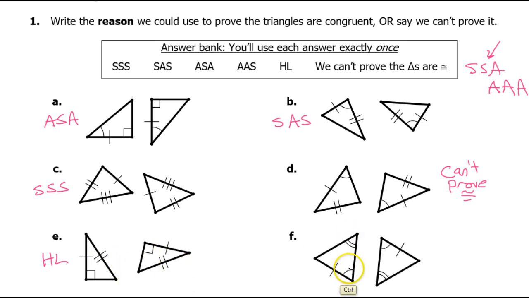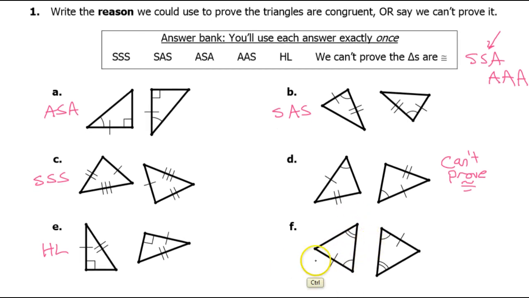Now here we have 2 angles and a side. Now we've already used angle, side, angle. So why isn't this angle, side, angle? Well, I have 2 angles, but the side is not between the 2 angles. So that's when we use angle, angle, side. When the side is between the angles, we put the S between the A's. When the side is not between the angles, we do not put the S between the A's.